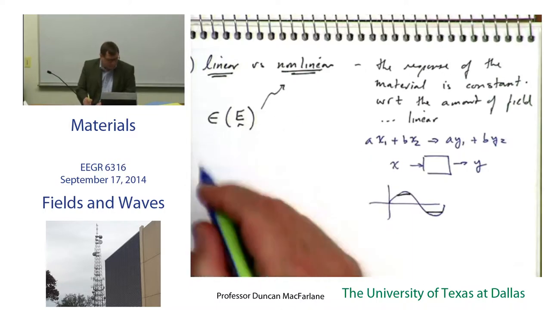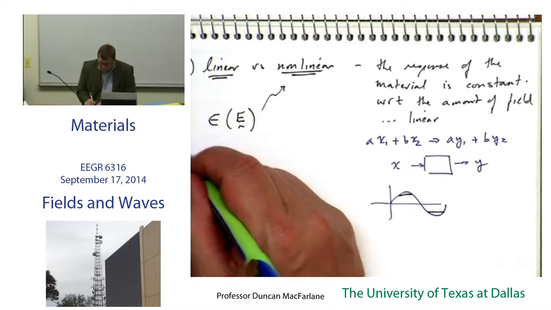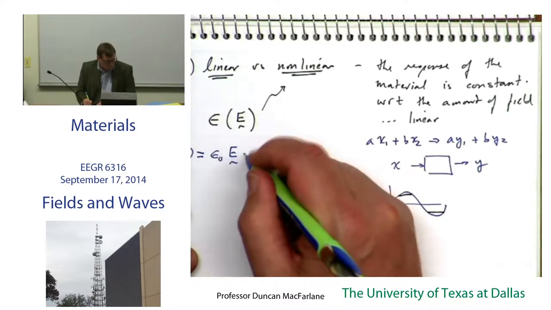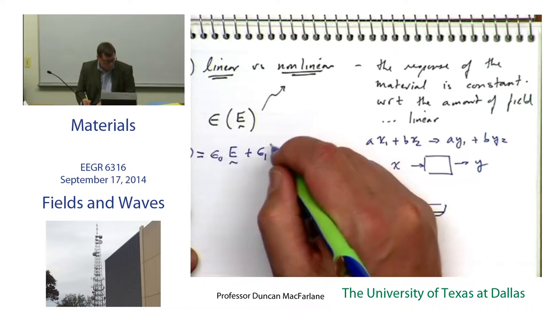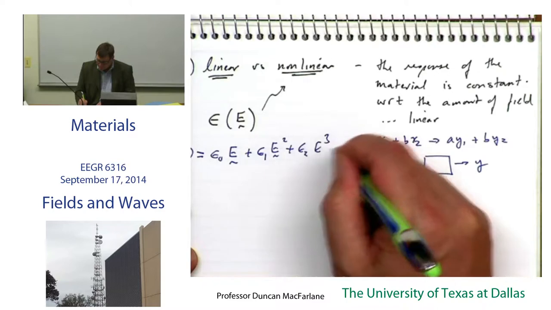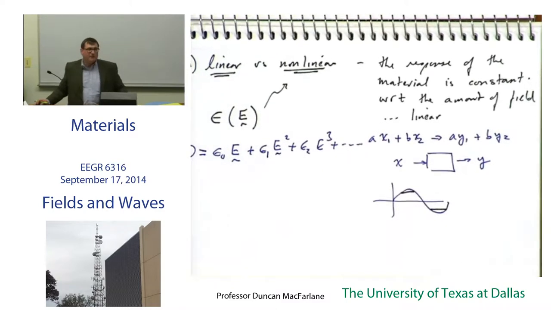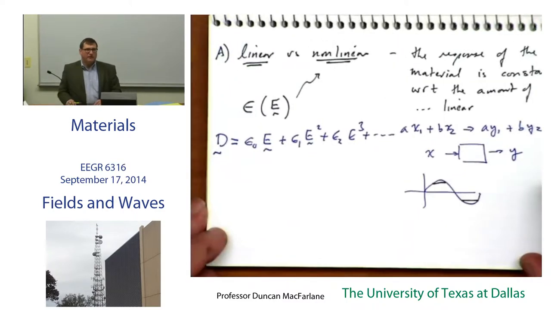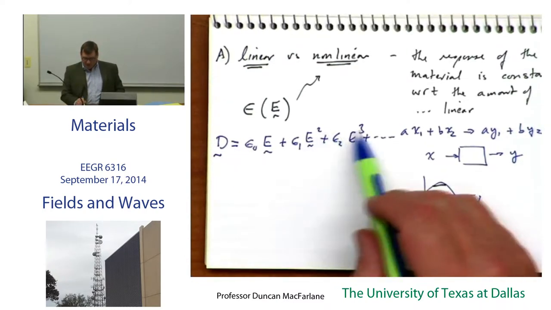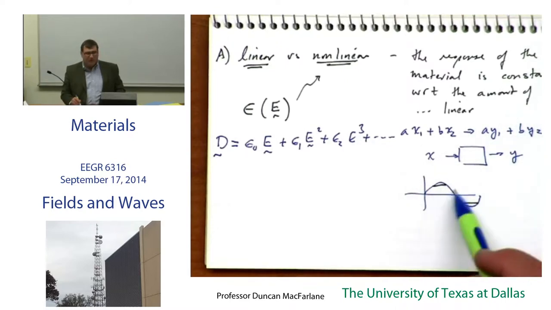So one way you might describe this is with a relationship. It looks something like that, a Taylor series expansion of D into E. And all these quadratic and cubic and quartic terms are what leads to the new frequency generations of that. Looks like a diode. Input-output looks like a diode.